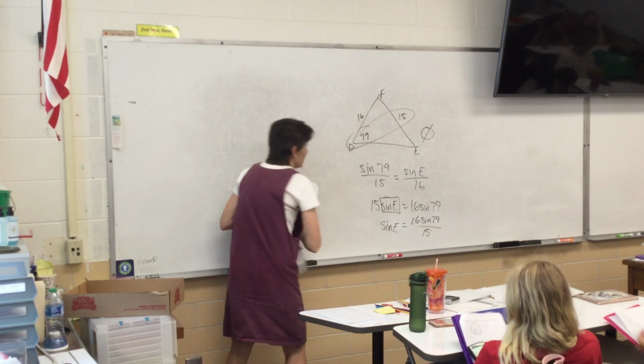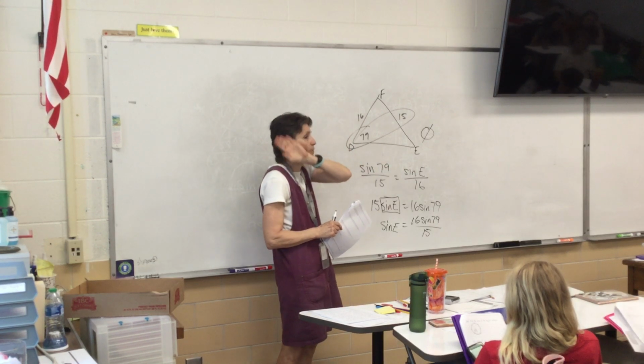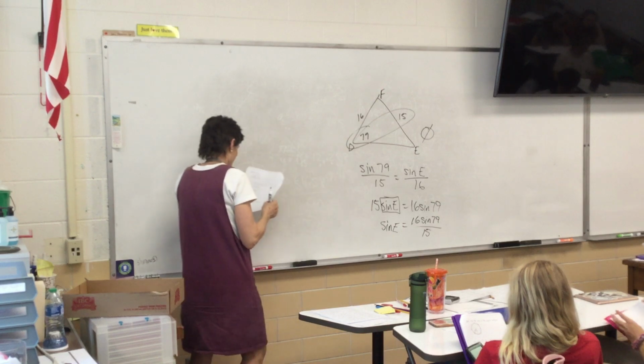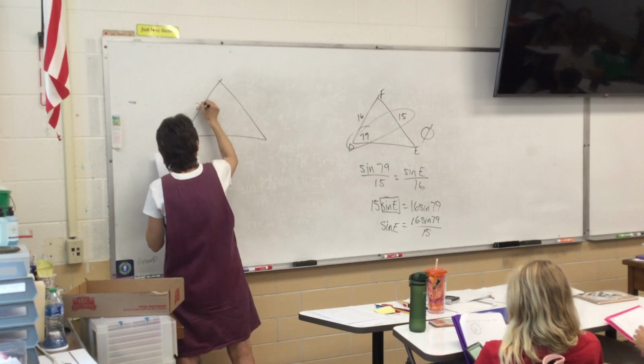By the way, what are the possible answers to this question? How many triangles are possible? 0, 1, 2. 0, 1, or 2, that's right. We got 0.